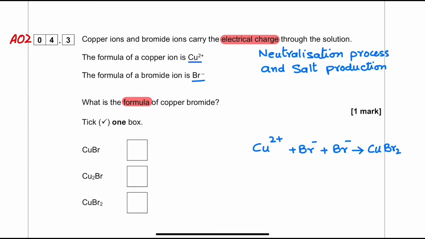We can see here in our solution we have 2 ions, the copper ion which is carrying 2 plus. So copper has lost 2 electrons to each bromine atom. As a result, it is making copper bromide, CuBr2. So for 1 copper ion, we need 2 bromide ions. So the correct answer is CuBr2.